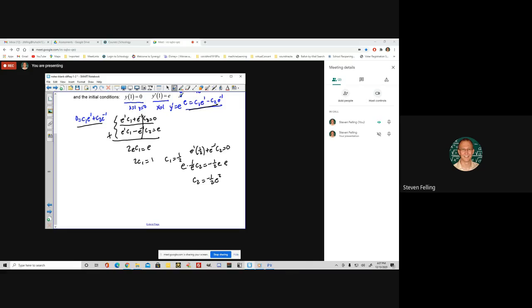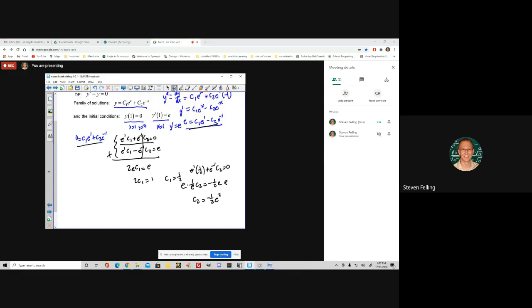And what that means is, for my particular solution, I can take my general solution, y equals c1 e to the x plus c2 e to the negative x, and I can fill in c1 and c2. So the particular solution would be y equals 1 half e to the x, and then we've got plus this constant, so minus 1 half e squared e to the negative x. So this is the particular solution.